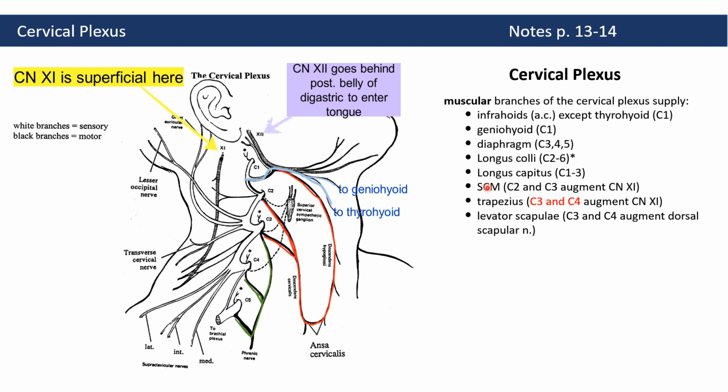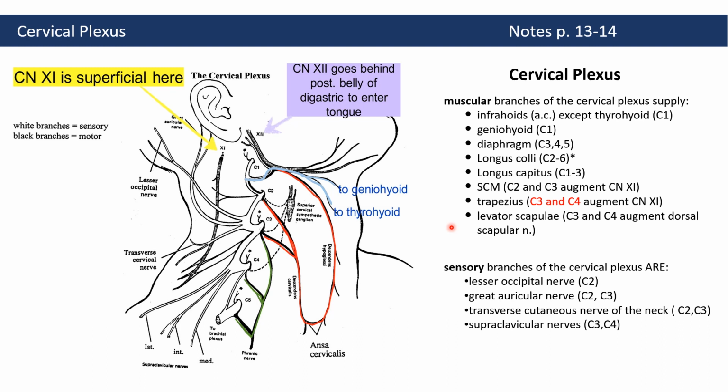The sternocleidomastoid is innervated by the accessory nerve, but C2 and C3 augment the spinal accessory nerve innervation of sternocleidomastoid, just like C3 and C4 augment the innervation of the accessory nerve with trapezius. The dorsal scapular nerve is augmented by branches, again, of the cervical plexus. So C3 and C4 augment the dorsal scapular nerve in that respect.